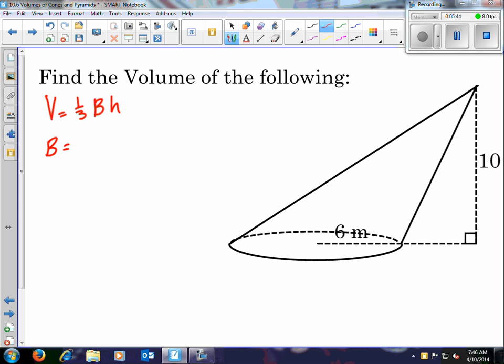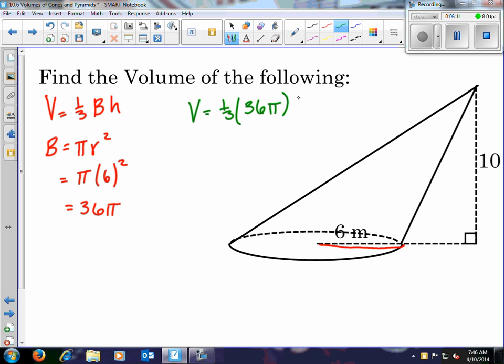So, area of base is pi r squared. My radius is 6 because my radius goes from here to the outside of my circle. So I have pi times 6 squared. So I have 36 pi as the area of my base. Now I can put it in my formula. Volume equals 1/3 area of my base, which is 36 pi, times my height, which is 10. 1/3 of 36, so 36 divided by 3 is 12 pi times 10. So we end up with 120 pi meters cubed as our answer.